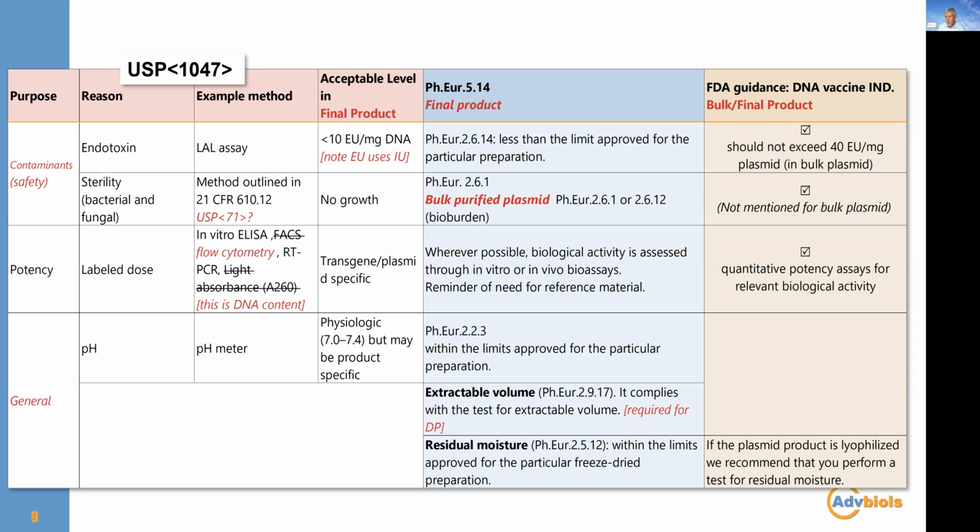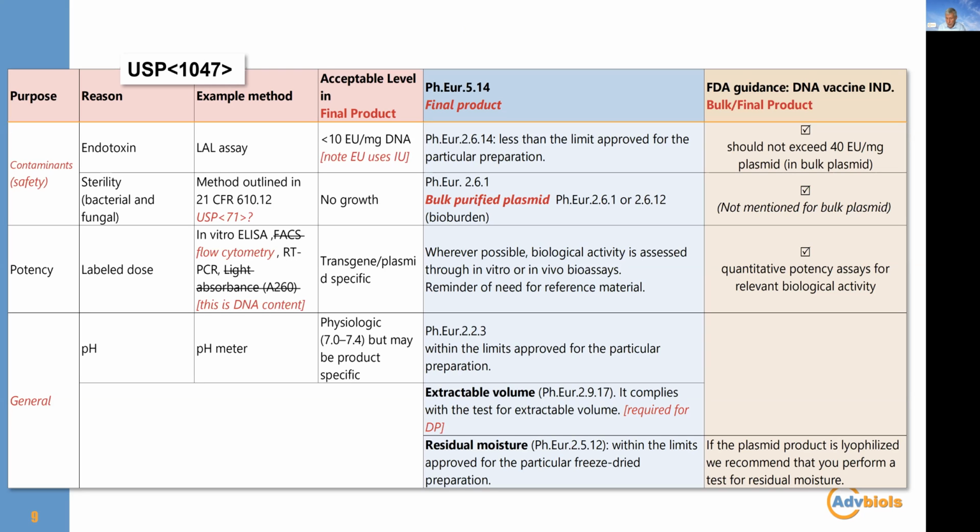So then when we look at 1047, it's a bit confusing. The first thing is it includes absorbance A260, which is the total DNA content test that I said was missing. So why is it there under potency? And curious that it hasn't been picked out separately. It's just jumbled in as a possible method for potency. What, total content? Very strange.